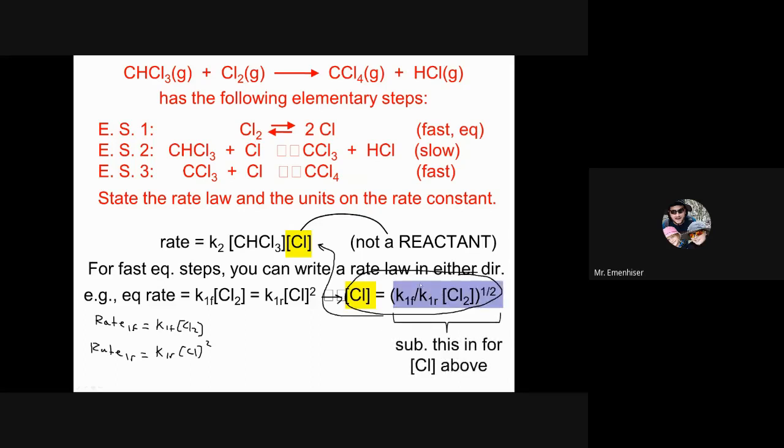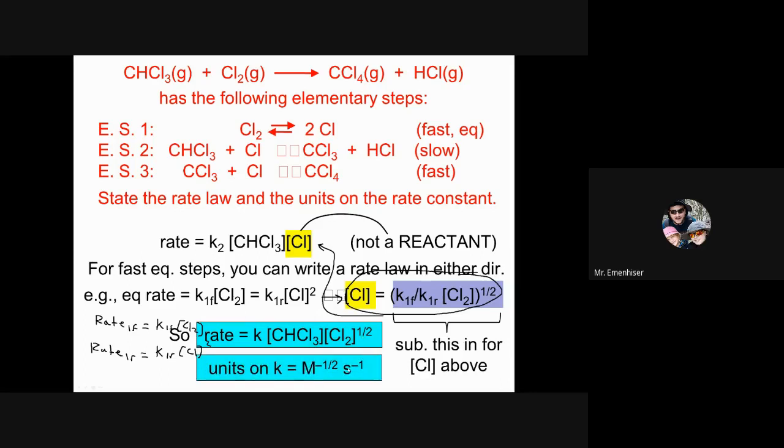So we will substitute this in for chlorine above: K1 forward divided by K1 reverse times the concentration of chlorine raised to the 1/2 power will be equal to chlorine, and then we plug that in for this. So then we write our new rate law. There's our new rate law. We had K originally, K2. We had CHCl3, it's still in there. But we can't write chlorine, but we can write Cl2 raised to the 1/2 power. And then we got our units there.